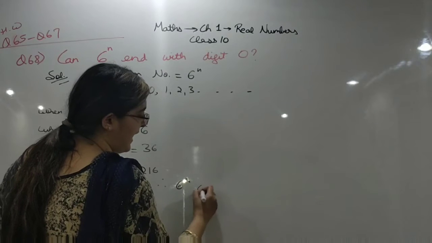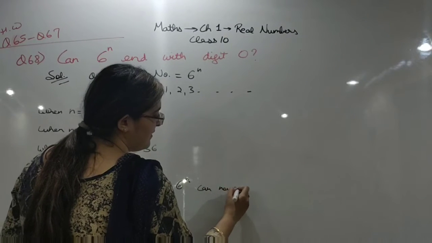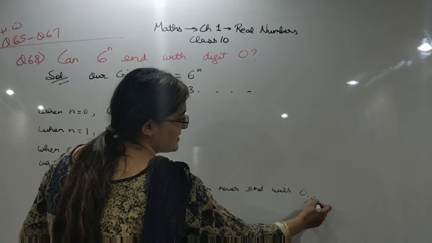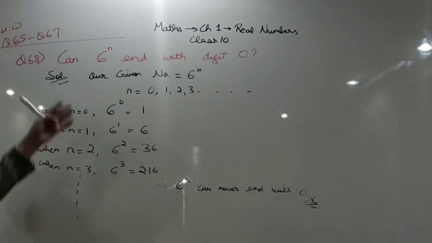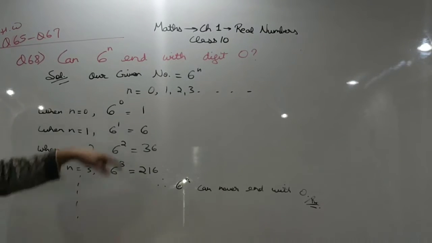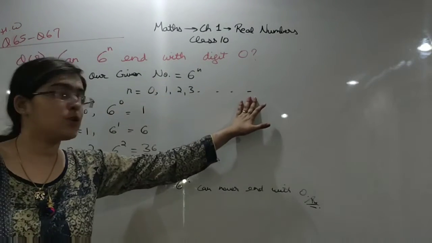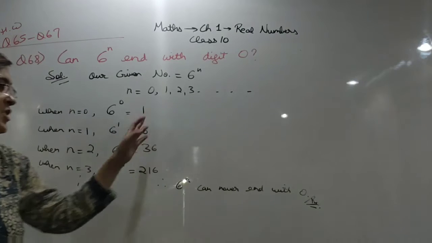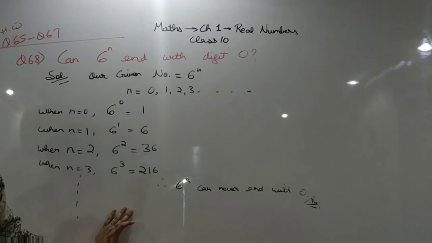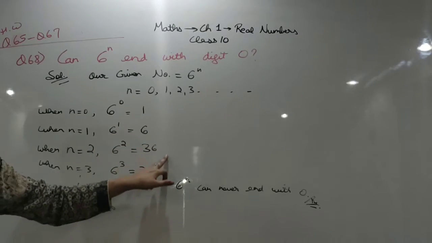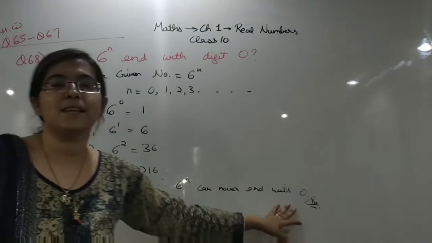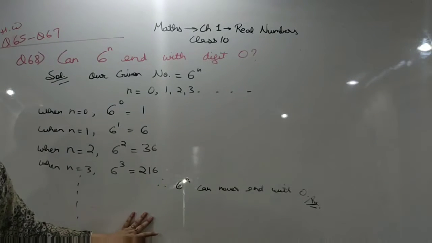Therefore, 6 to the power n can never end with 0. Answer. Why? Because we have kept many values. It is never ending with 0. So what we have done, we have kept the values of n. You can keep any. Check the n number, your unit place will never be 0. From here onwards, every time your unit place will be 6. It can't be 0. So this is your answer.